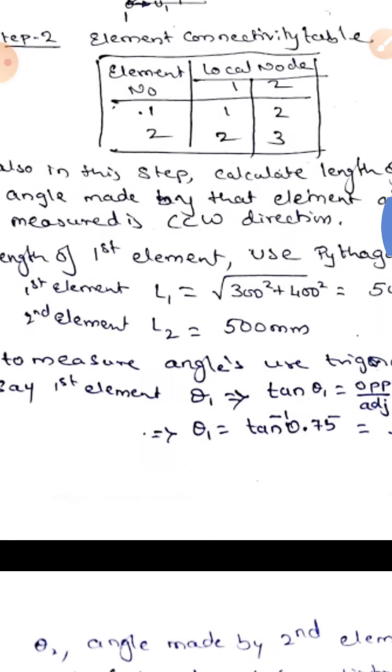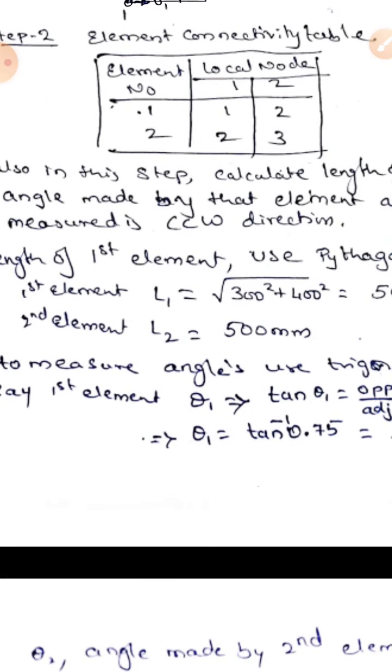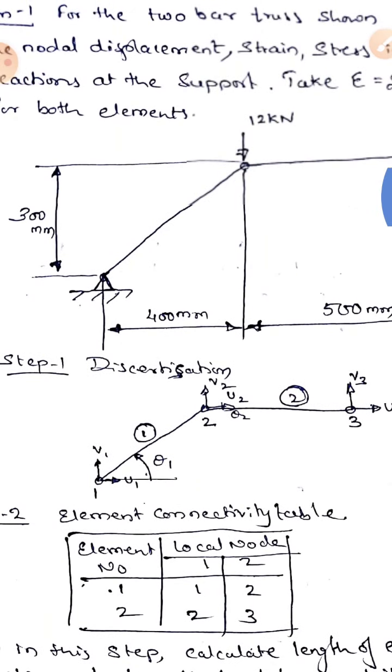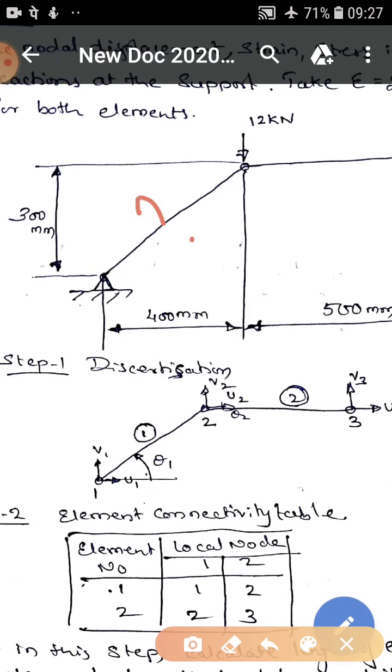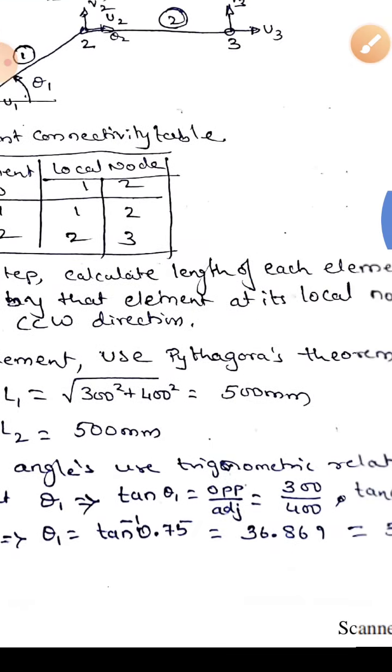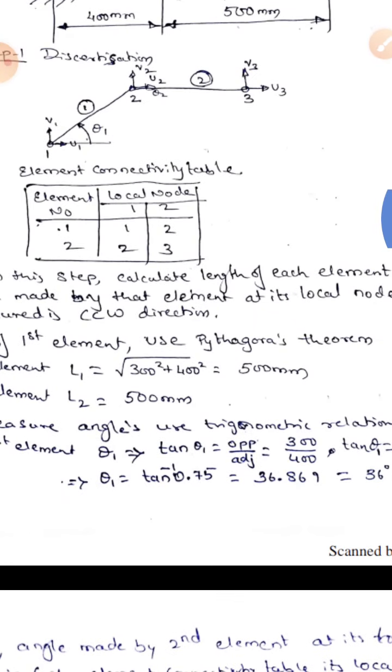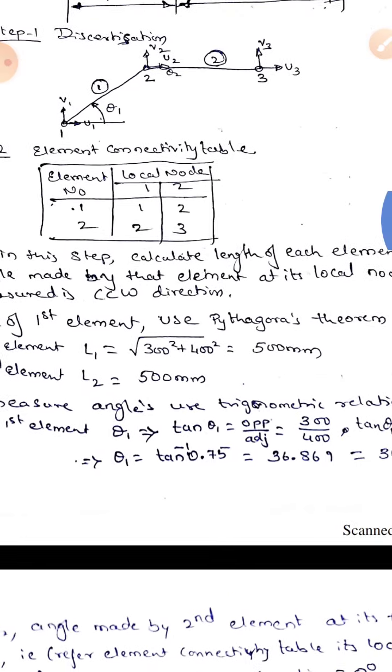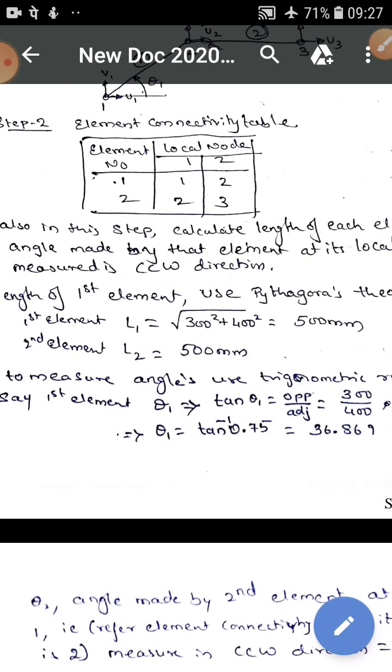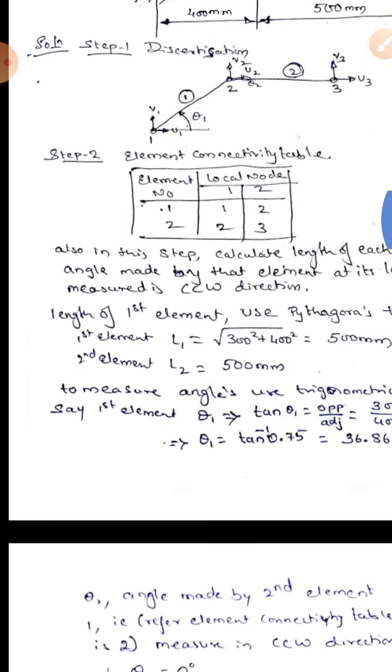Now see here, I have just determined the first value, the length of the first element. I said we have to use the Pythagoras theorem to determine this length. The length of this element is the square root of 400 square plus 300 square, okay. If I remember my childhood, 4 square plus 3 square, the whole root is 5. The length of this first element is 500, okay, yes, 500 mm. 3, 4, 5 are Pythagoras triplets, okay. For the second element, the length is directly given, that is 500 mm.